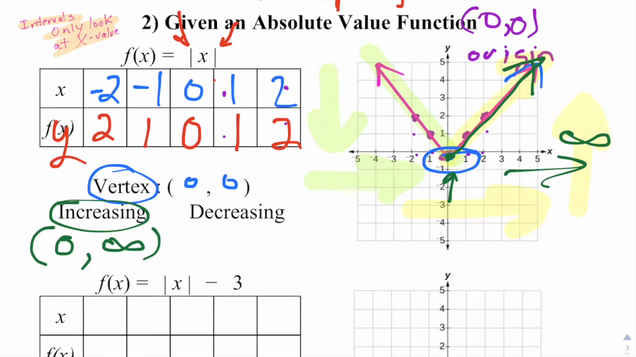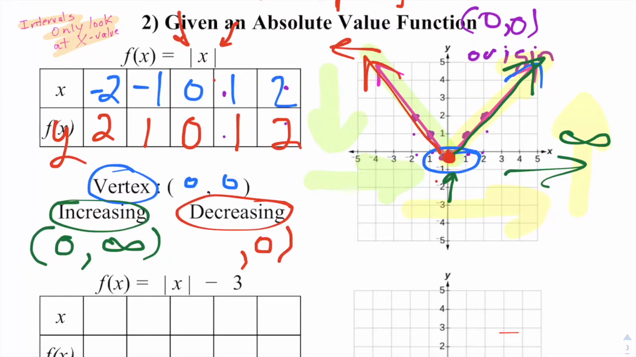Now here's my decreasing interval. And my decreasing interval ends at 0, 0 because that's where I stop decreasing. So I stop decreasing at the vertex. So my right point would definitely be 0 because that's where I stop decreasing. But I start decreasing all the way out here to the left. And remember, we're only looking at the x values. So all the way out here to the left, the smallest x value is -infinity. So our decreasing interval starts all the way out at -infinity and stops decreasing at 0. Let's look at another example.